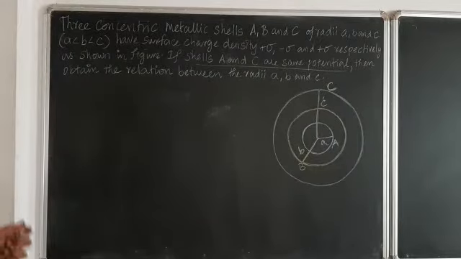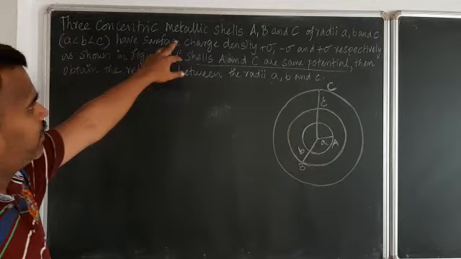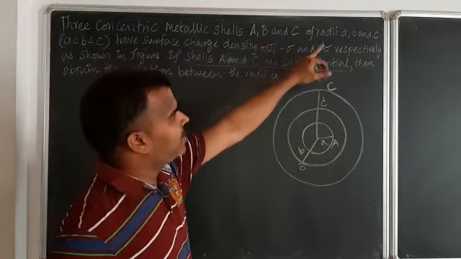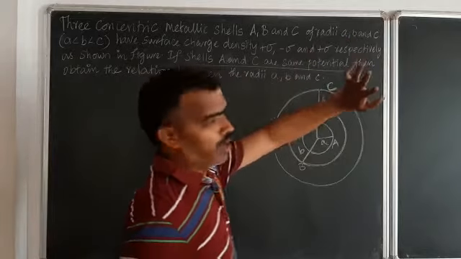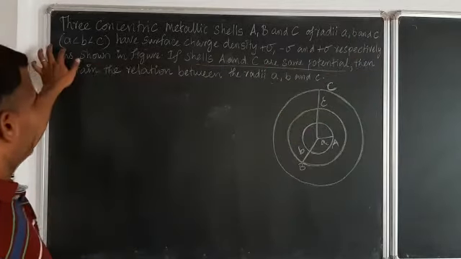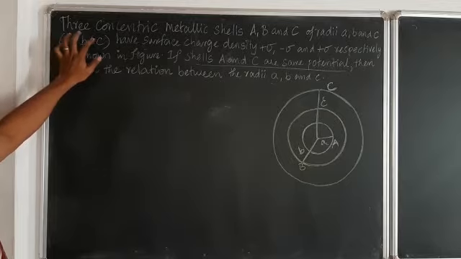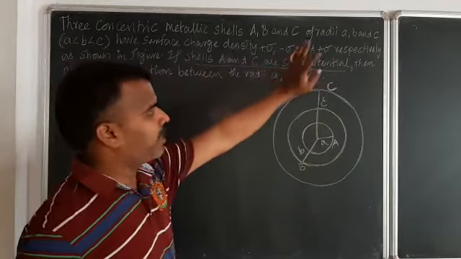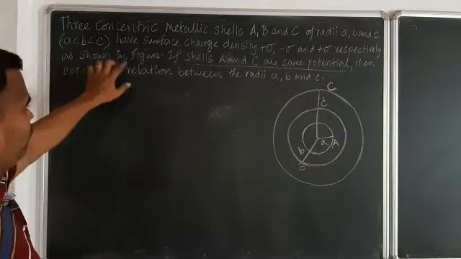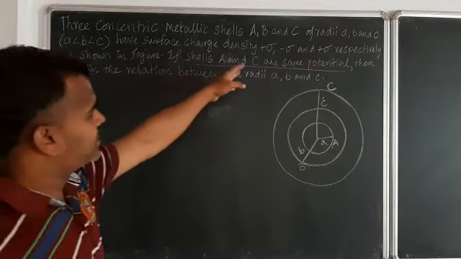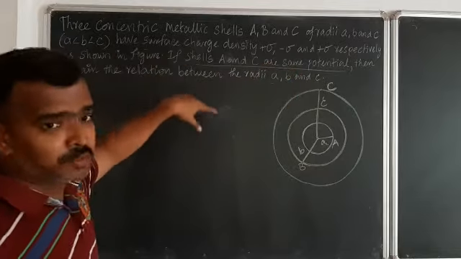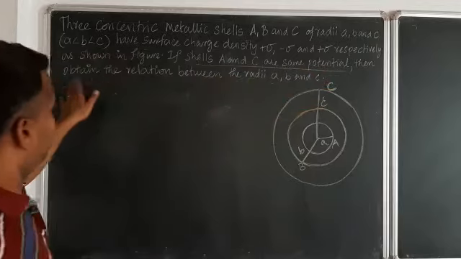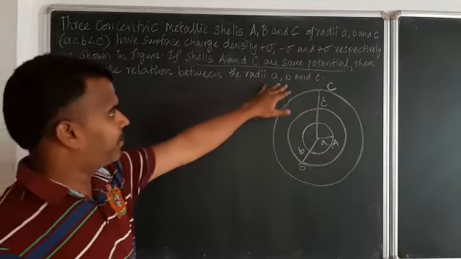And moving on to the next problem, here are three concentric metallic shells A, B, C of radii a, b and c. They are given a less than b less than c, with surface charge densities plus sigma, minus sigma and plus sigma respectively, as shown in the figure. If shells A and C are at the same potential, and this is the keyword for this problem, then obtain the relation between the radii a, b and c.